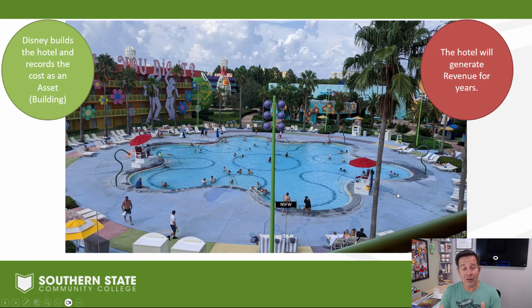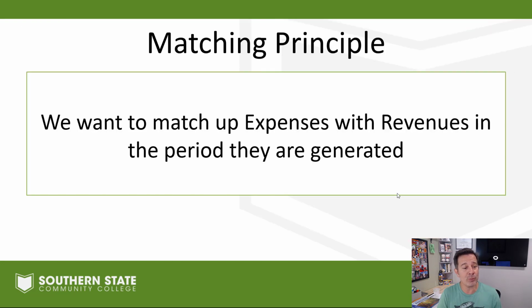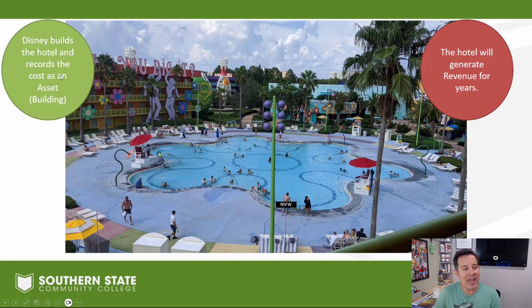Disney builds the hotel, recorded as an asset underneath buildings. That hotel is going to generate revenue for 30, 40, 50 years. And so we have an accounting issue here. We have an asset on the books that's going to generate revenue. We also have a matching principle, don't we? We want to match up expenses with revenues in the period they are generating. And so if we record that asset of a hotel on the books as an asset, how in the world is it going to reflect the expenses, right? And so that's where depreciation comes in.